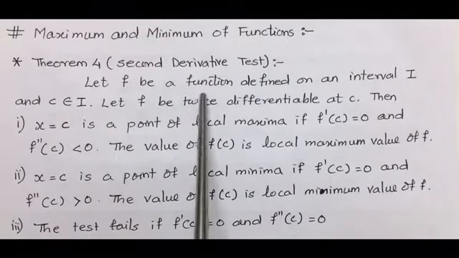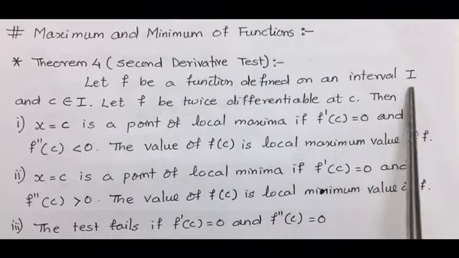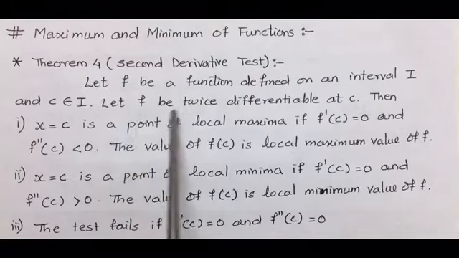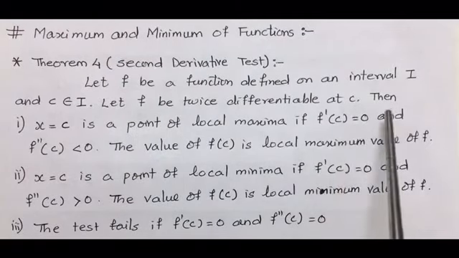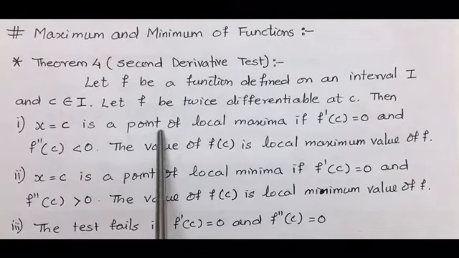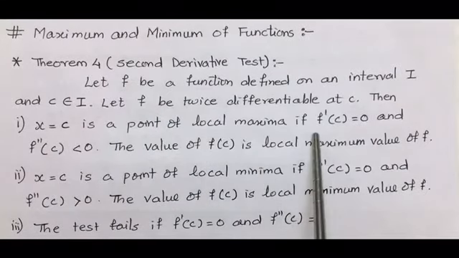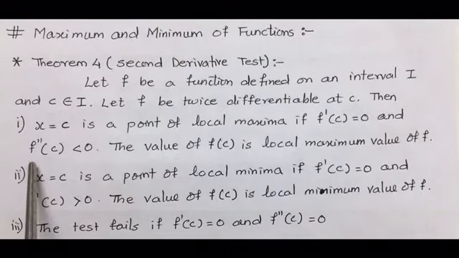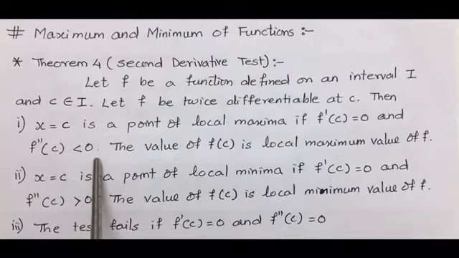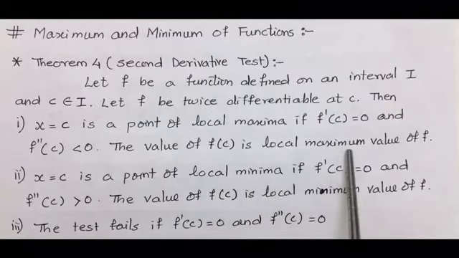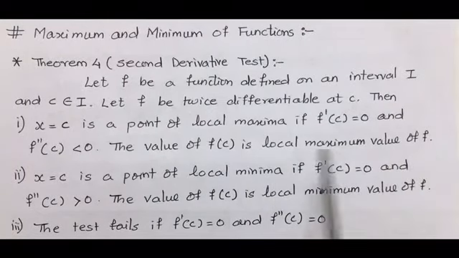let f be a function defined on an interval I and C belongs to I. Let f be twice differentiable at C. Then the first condition is x equal to C is a point of local maxima if f dash C is equal to 0 and f double dash C is less than 0. The value of f of C is the local maximum value of f.